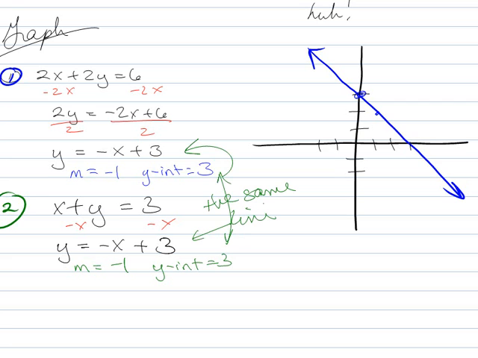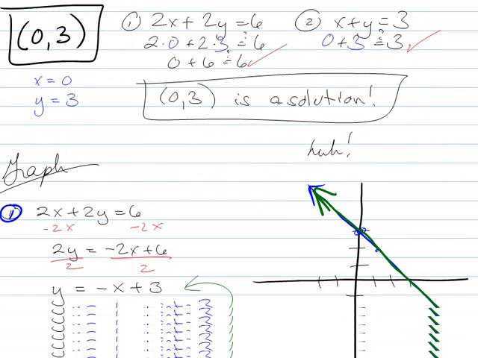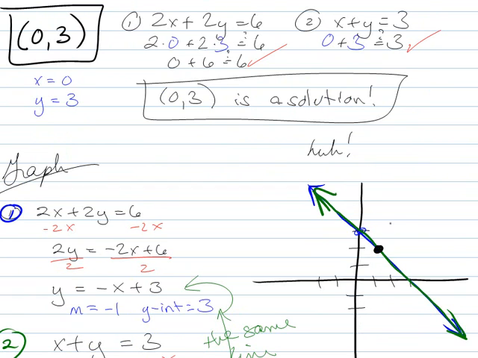So the first one has a slope of negative 1 and a y-intercept of 3. The second one has a slope of negative 1 and a y-intercept of 3. So actually, these are the exact same line. So when we're looking at the solutions that we found, we said that 1, 2 is a solution. And it is, right? It meets both requirements. We also said that 0, 3 is a solution.